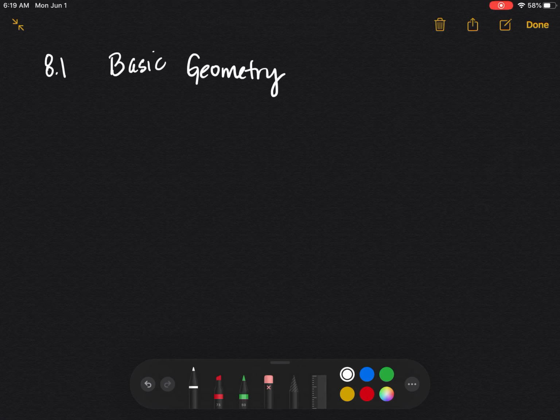We're just going to go over some basic geometry today, some terms, all of which you've probably heard before. So take some notes on this, draw with me as I go. We are first going to talk about a line.